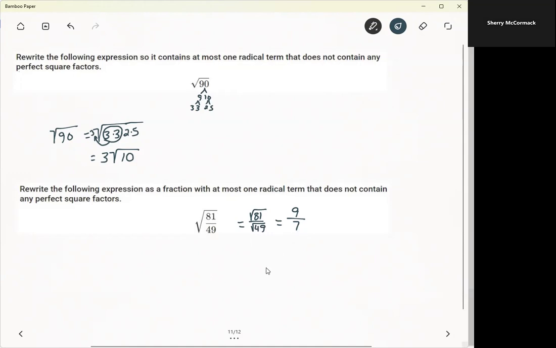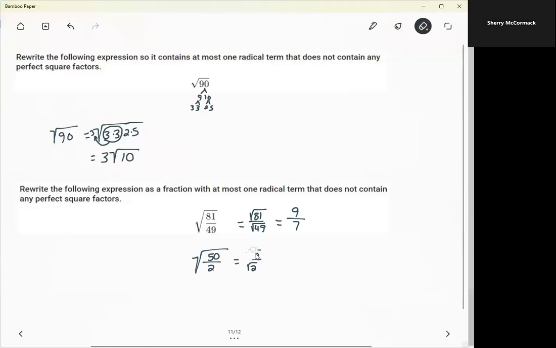Another way that you could work this is, say I had the square root of 50 divided by 2. Well, what I could do is break up the square root of 50 over the square root of 2, but that doesn't really help me. That just makes it more complicated, okay? Because then I have to try to figure that out.